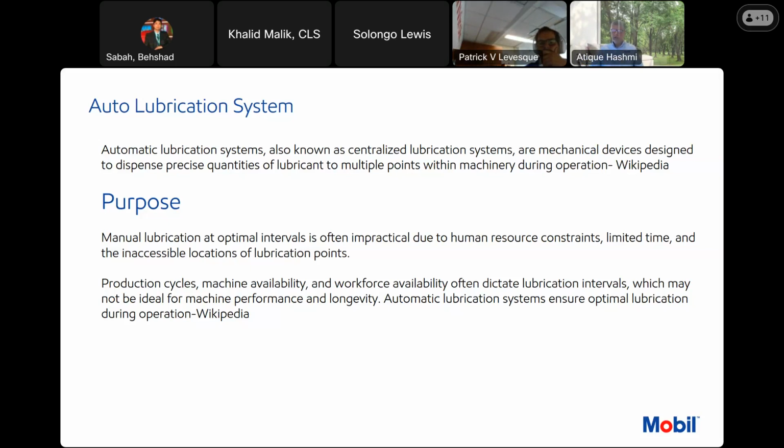So, purpose: manual lubrication at optimal interval is often impractical due to human resource constraints, limited time, and the inaccessible location of lubrication points. This is true when there are so many lubrication points on a very large machine or mobile equipment when it is working. It is quite difficult to stop the equipment or the machine just to lubricate. The production cycles, machine availability, and workforce availability often dictate lubrication intervals, which may not be ideal for machine performance and longevity. Automatic lubrication systems ensure optimal lubrication during operation, so you don't have to stop the machine and stop the production.